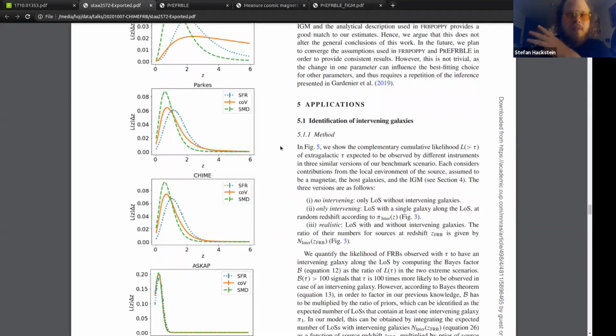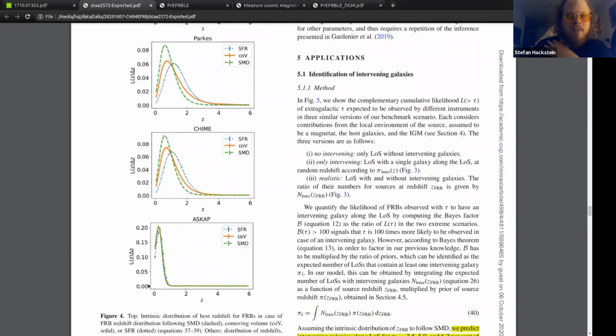But the most prominent difference between the three telescopes is that they have a different gain, and ASKAP can only observe rather bright sources in comparison to CHIME and Parkes, and this is why ASKAP can only see fast radio bursts at a rather low redshift, so below redshift 1, as opposed to CHIME and Parkes, which can observe much fainter bursts and so can probe a higher redshift.